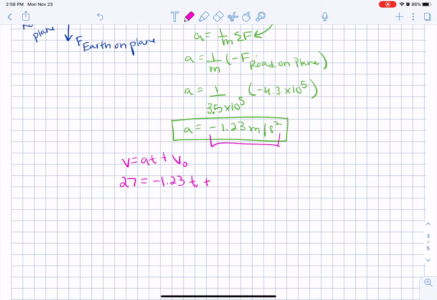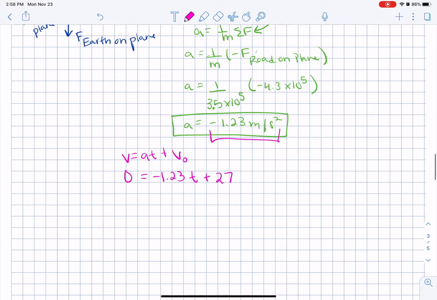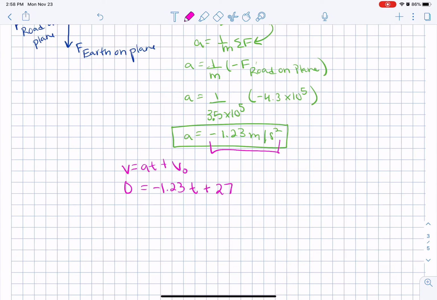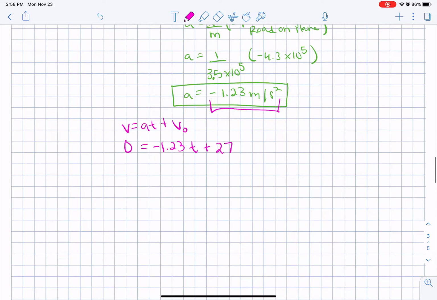I made a mistake because this 27 should actually be our starting velocity. If it's coming to a stop, our final velocity should be 0. I'm actually glad I made that mistake because this is a very common mistake to take the velocity and put it as your final velocity when it's actually your initial velocity. So sorry about that. So now we're trying to solve for t.